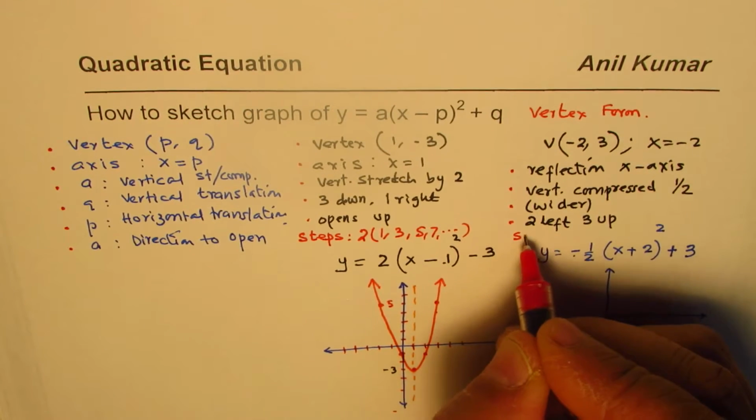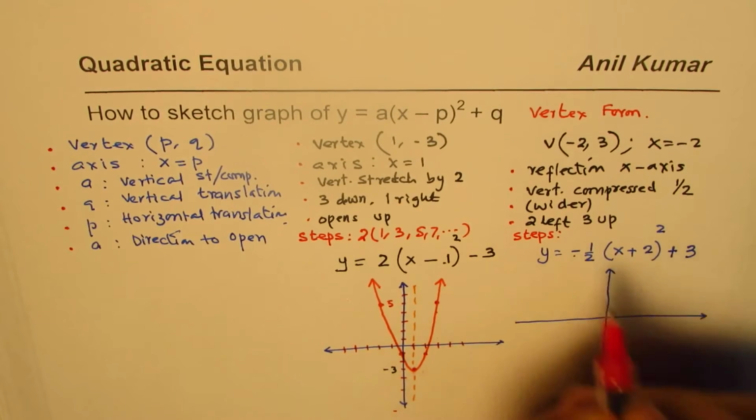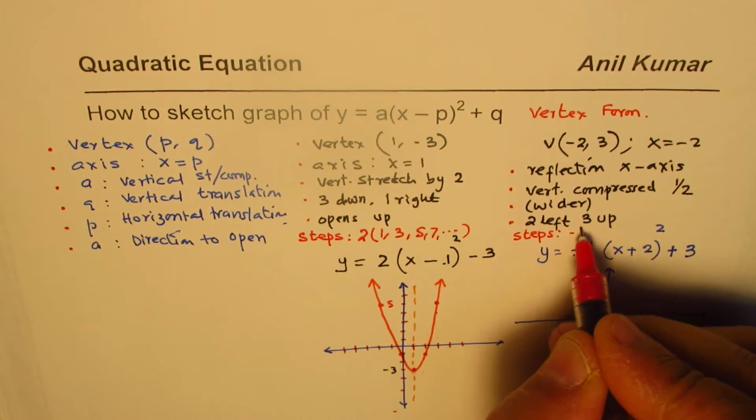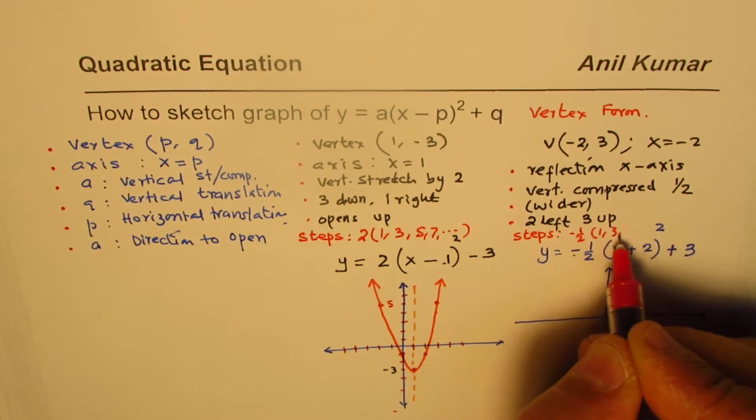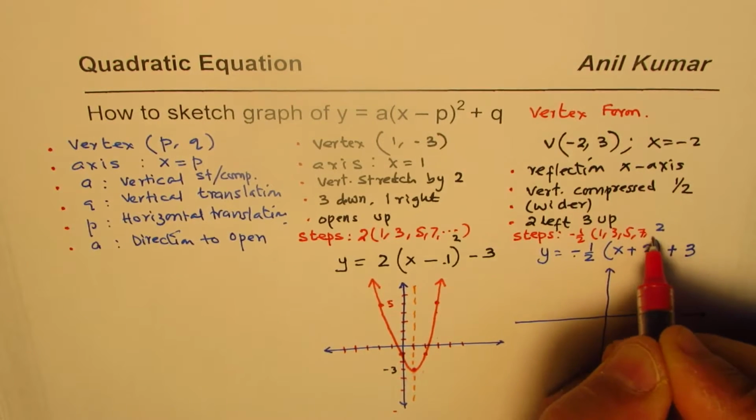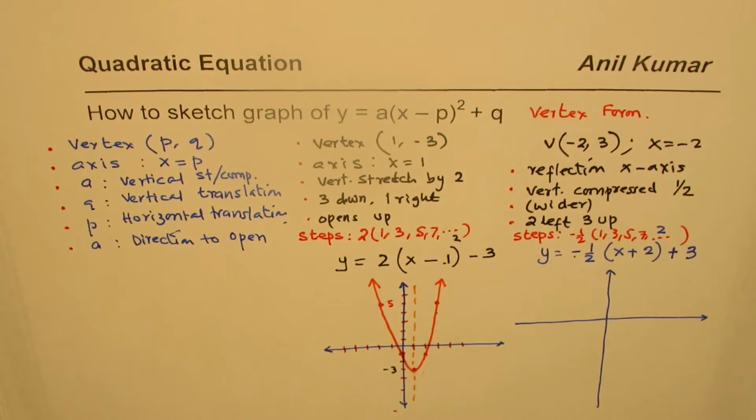And the last is steps, which will help us to sketch the graph. Steps are minus half times 1, 3, 5, 7. Okay, so these are the steps for us. Based on this, I'd like you to pause the video, sketch the graph, and then check with my solution.